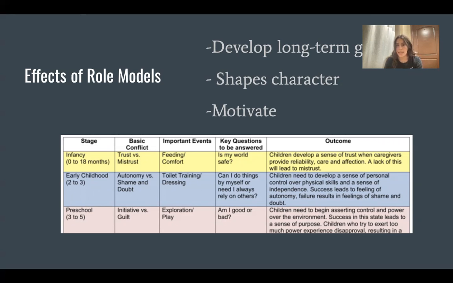The key idea of this theory is that the individual faces a conflict at each of the stages, of which there are 8, and they may or may not be successfully resolved within each stage. So it's important that all of these stages are resolved so that they're able to have the best shot in the long run. And like I said, these things are taken into everyday life for the rest of their life. So it's important to start a child off young with these traits so they have the best opportunity.